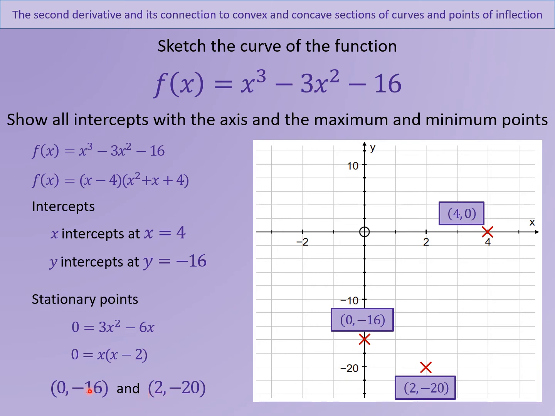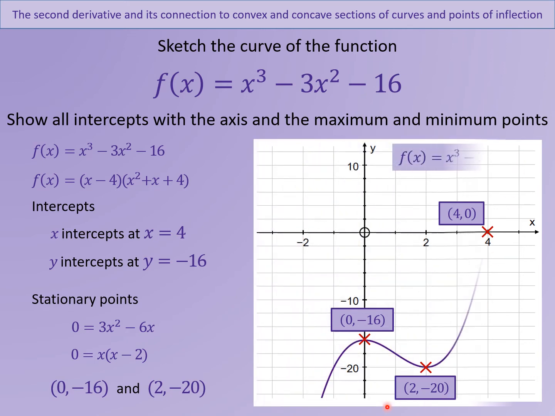I can also, once I found those two, substitute them back into the original, to show that is a maximum point and that is a minimum point. So the graph's going to come up. It's going to hit there and turn on the axis. It's going to hit there and turn, and then it's going to go up like that. So now I can put my sketch in.